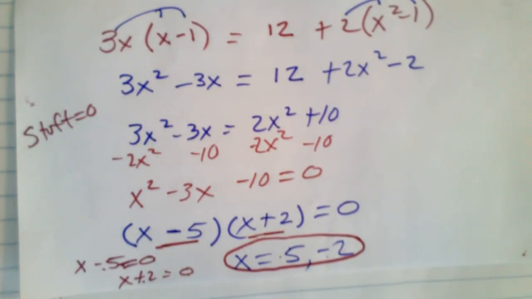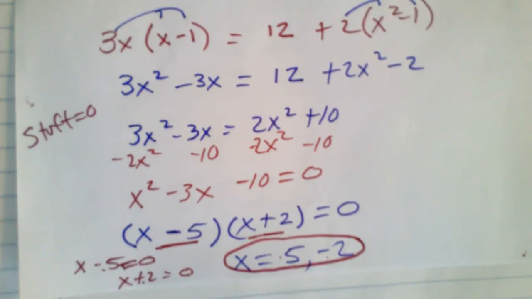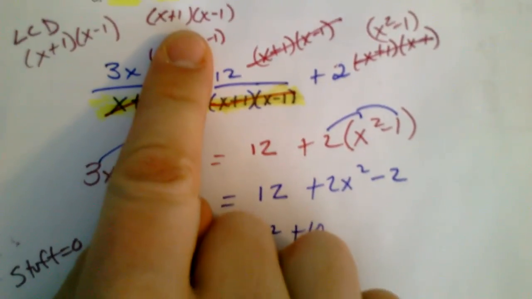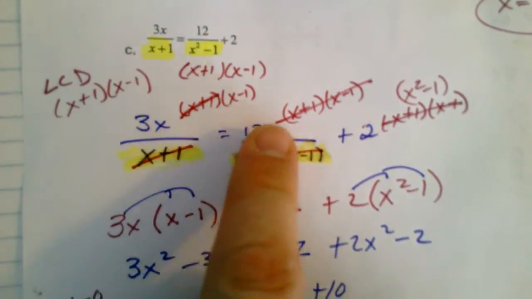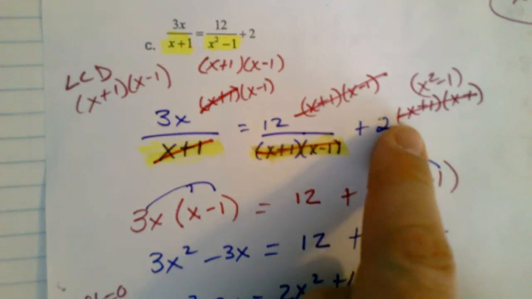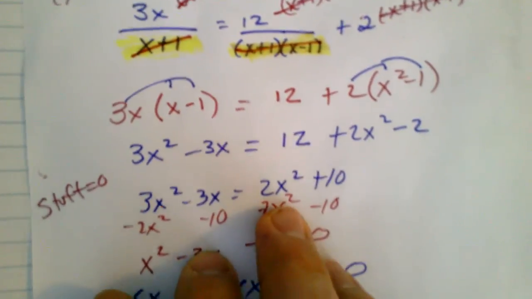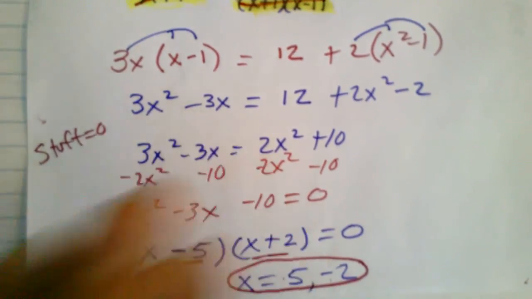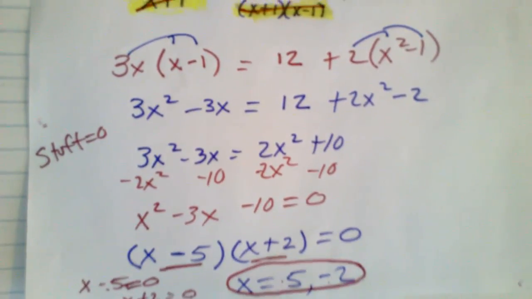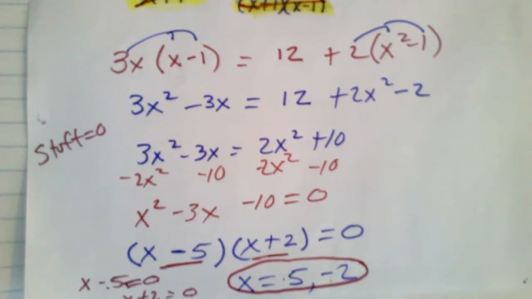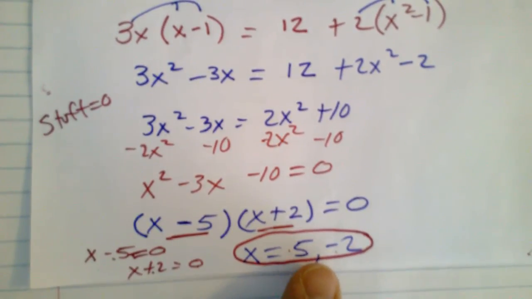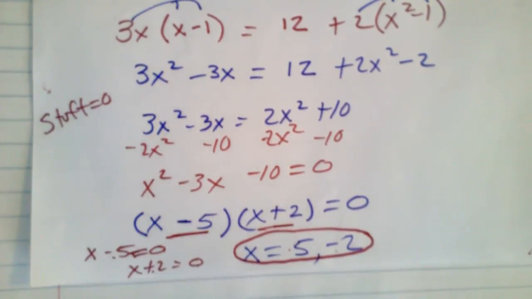Okay. So on the OMG scale, the oh my gosh scale, I'd probably put that at like a 6 or 7. Okay. Again, you had to do a little factoring. We multiplied everything by that common denominator. We distributed. We solved the quadratic. Okay. But those are all techniques that you know how to do. We've learned that throughout the year. Okay. So final answer for number 2C was 5 and negative 2.